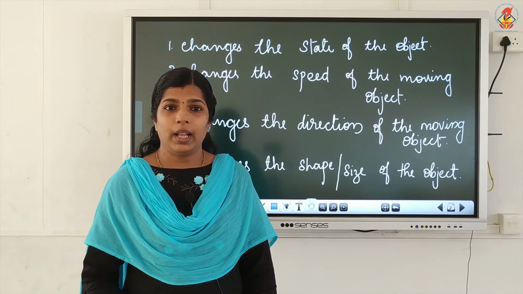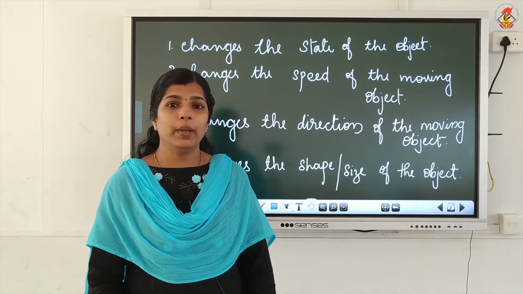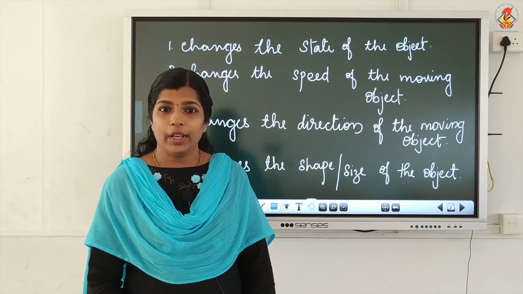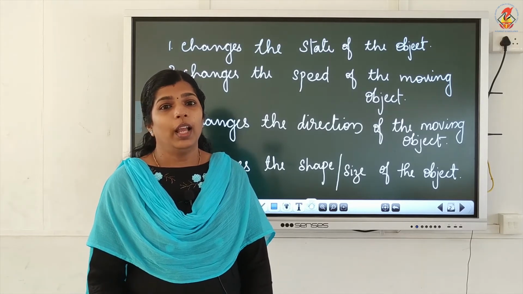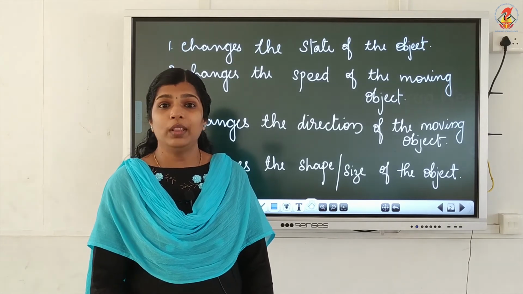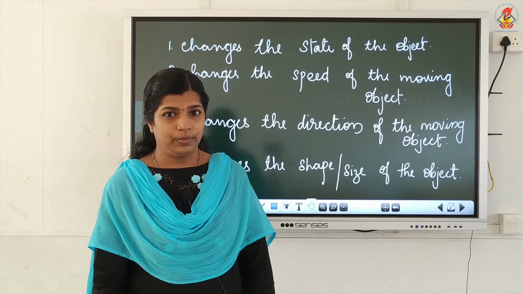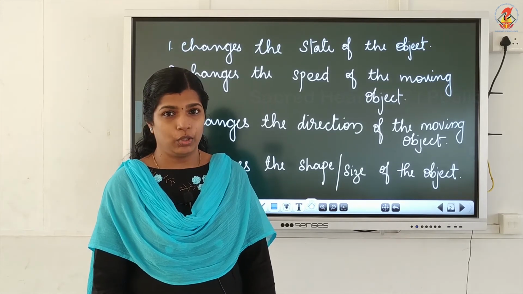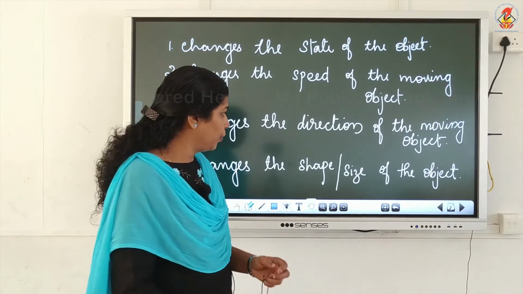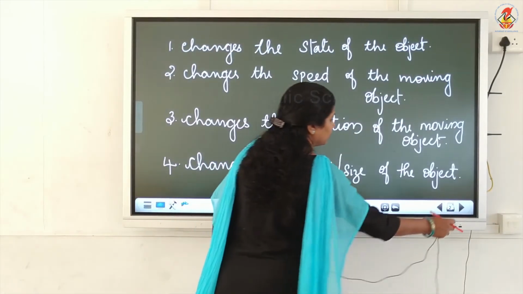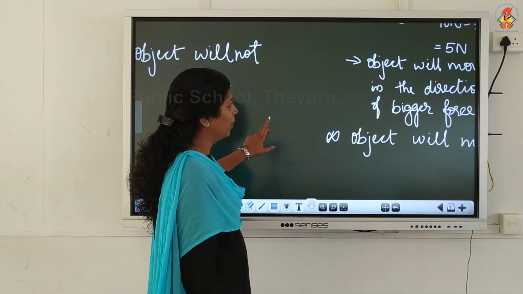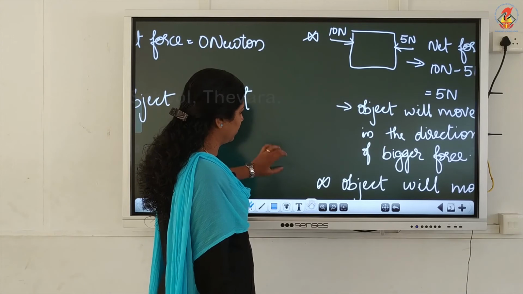That is balanced force. So, what about unbalanced force? When two forces are acting on an object either in the same direction or in opposite direction with different magnitude. If they are acting in the same direction, then we will find the net force by adding them together.